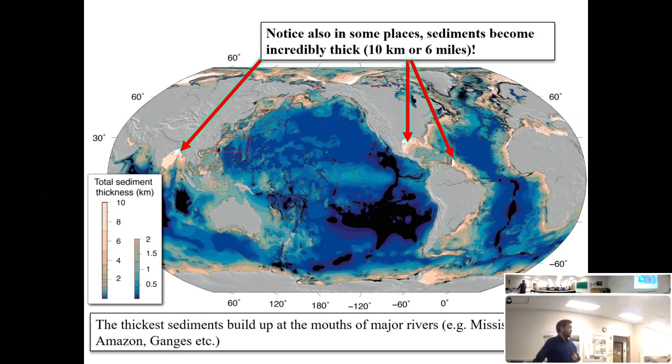Okay, now a lot of neritic sediments are brought off of the continents, right? And then they go surging down the continental slopes.